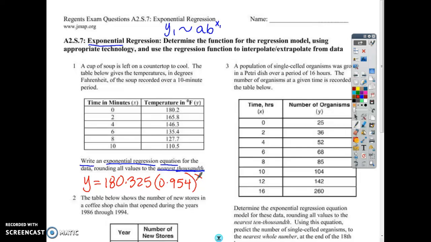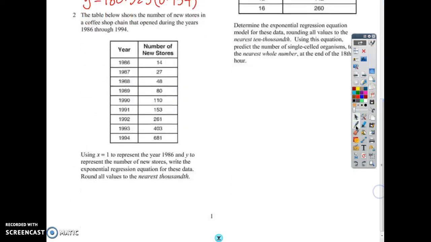Okay. Problem number 2. I'm not going to do problem number 2 with you, but I just want to make sure that you understand. It's telling you that you're going to use 1 to represent 1986. So instead of starting with 0, 1986 is your 1. So you're going to type 1 for this one, 2, 3, 4, 5, 6, 7, 8, 9, because they're in order: 1986, 87, 88, 89, 90, 91, 92, 93, 94. So just put them in order from 1 to 9, type them in decimals, and let's figure out the equation.